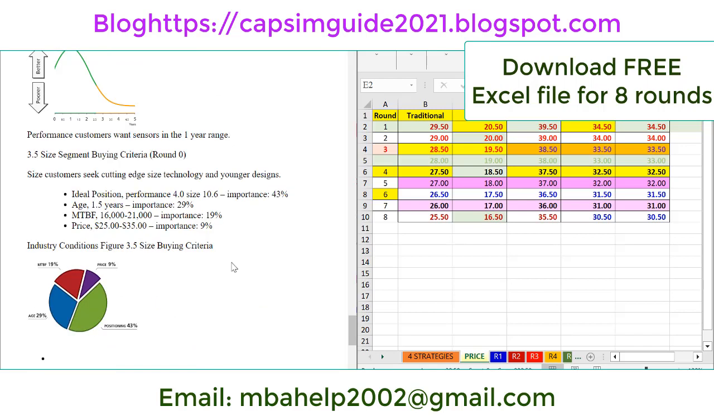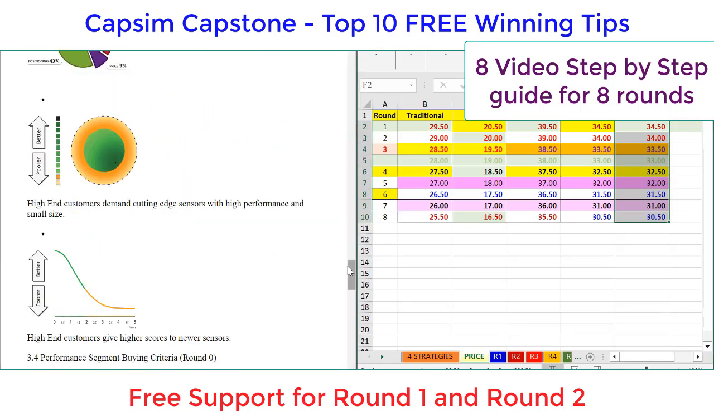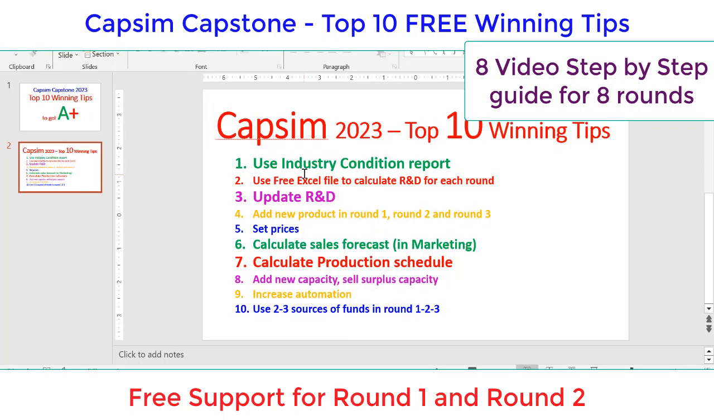For the size segment, it's very important to update the product each round to maintain the edge, but the price is not important at all. So for the size product, we set the price close to $34.50 and reduce it by 50 cents each round. That's all the information we get from the industry condition report. It can be considered winning tip number one.